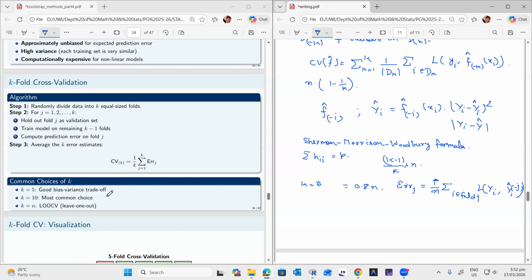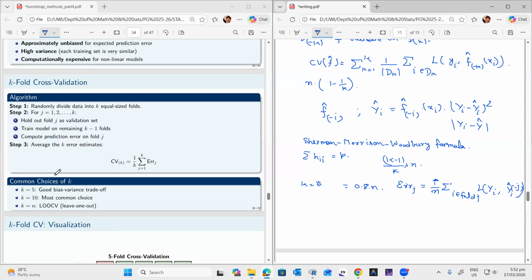So k equals n, leave one out. In that one, setting k equals n leads to LOOCV, where each fold has a single observation. This has the lowest bias but the highest variance and computational cost. So this is the most appropriate when n is small and the model is linear, or when an almost unbiased estimate is critical and computational resources permit.